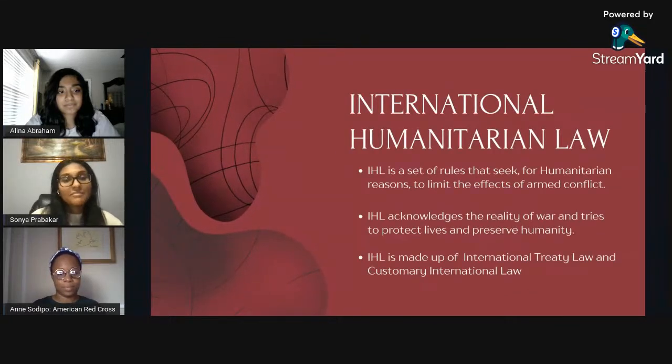So let's start off with the background of the actual law. The International Humanitarian Law is also known as the Law of Armed Conflict or the Law of War. IHL is a set of rules which seek, for humanitarian reasons, to limit the effects of armed conflict. Essentially, it limits the means and methods of warfare, but it also limits the suffering caused by war. And it's made up of two other laws, which are the International Treaty Law and the Customary International Law.